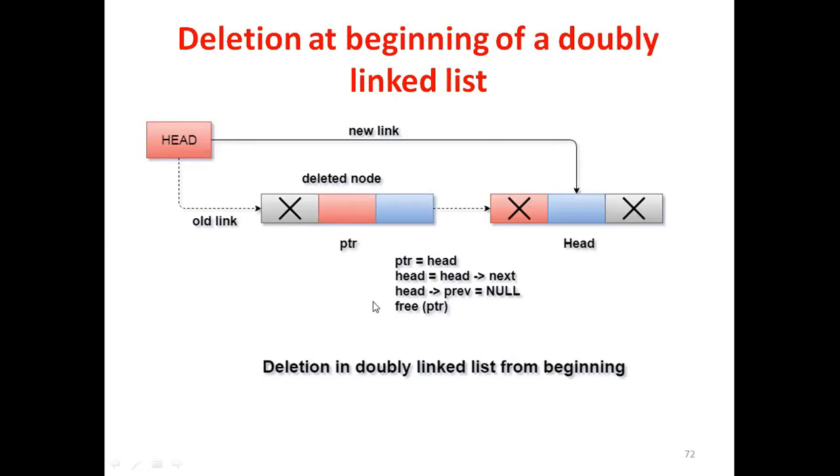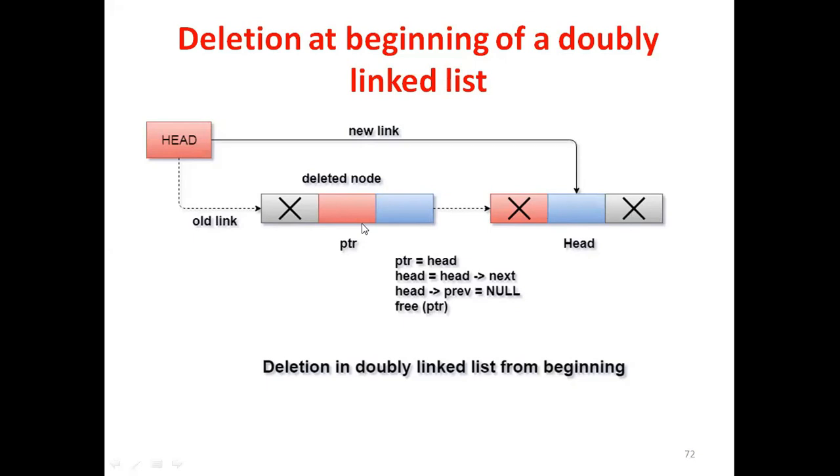Okay, now, we want to delete the beginning node, the first node. Here in this case, the first node is this one. Okay, and this is the second node. Now see, in the old scenario, this head was pointing to this node because this was the first node, and this node was pointing to this node, and all the nodes are having three fields.